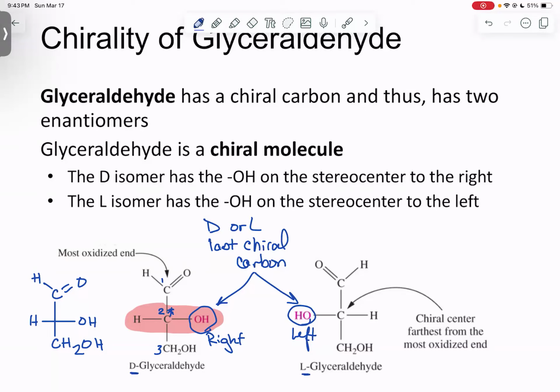So the D has the hydroxyl on the right. So to know whether it's D or L, you look at the last chiral carbon. If the OH is on the right, we call it D. If the OH is on the left, we call it L. So like your left hand and your right hand, L is left, and D is right.